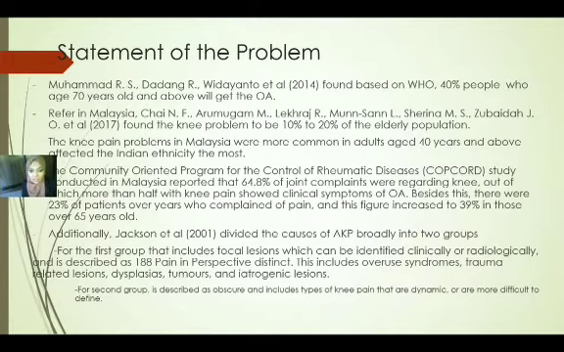Additionally, Jackson et al., 2001, divided the causes of AKP broadly into two groups. The first group includes focal lesions, which can be identified clinically or radiologically, and is described as pain in a specific location. This includes overuse syndrome, trauma-related lesions, dysplasia, tumor, and iatrogenic lesions. The second group is described as obscure and includes types of knee pain that are dynamic or more difficult to define.